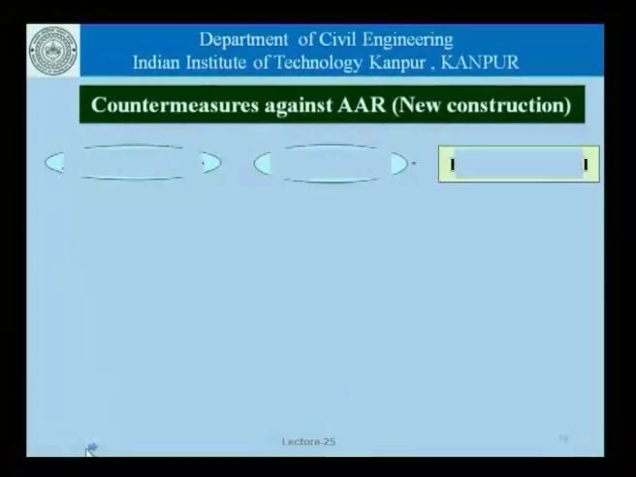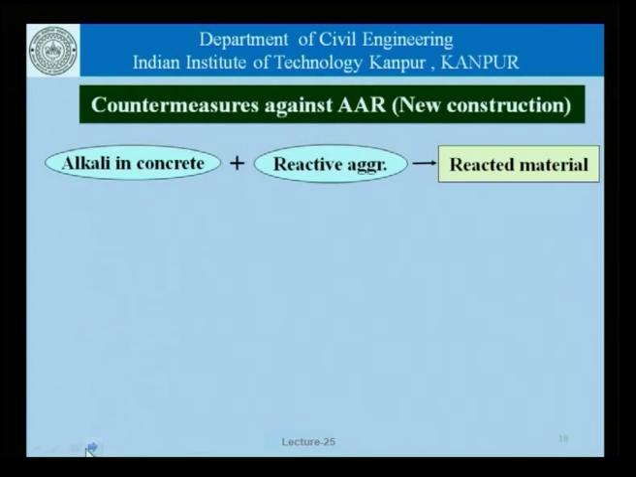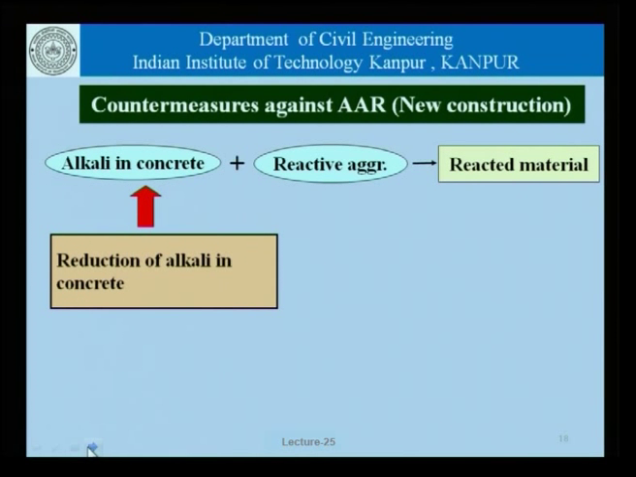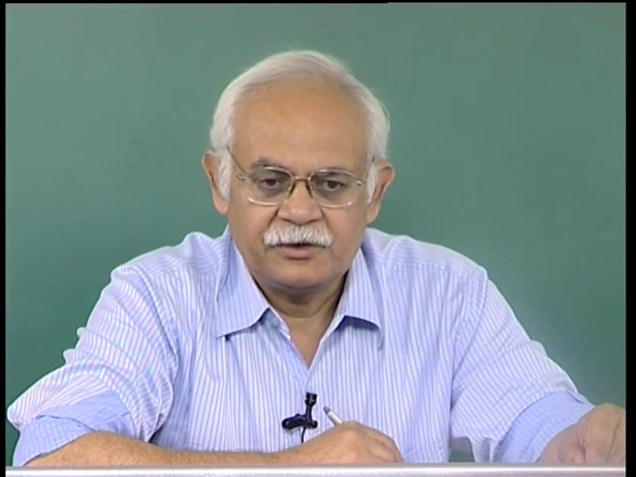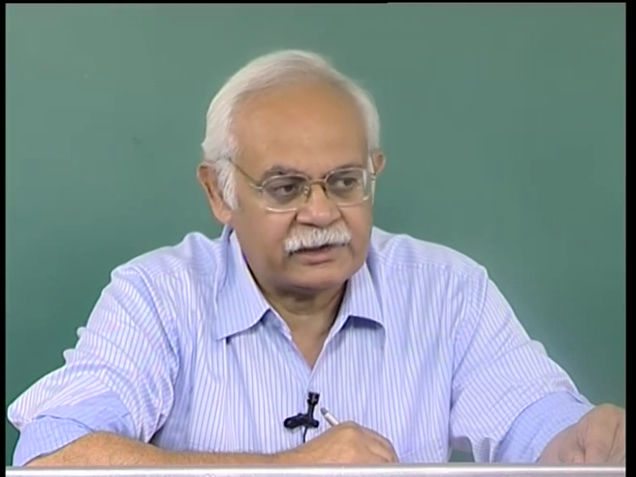So, as far as new construction is concerned, if we revise our fundamentals, alkali in concrete and reactive aggregate gives you reactive material, and that is the thing which we need to control. So, the options that we have are very limited. As far as alkali is concerned, reduction of alkali in concrete is more or less the only option that we have. If we are able to control or reduce the amount of alkali in the concrete, we have overcome the problem of alkali aggregate reaction.